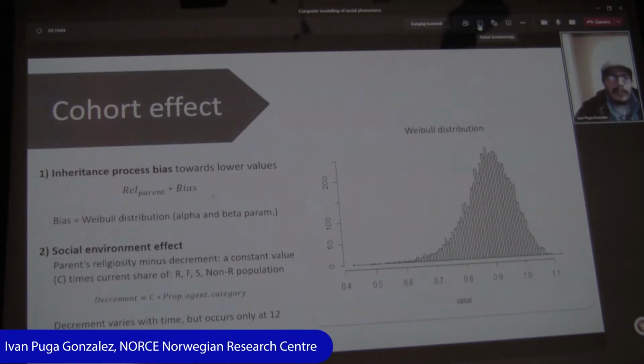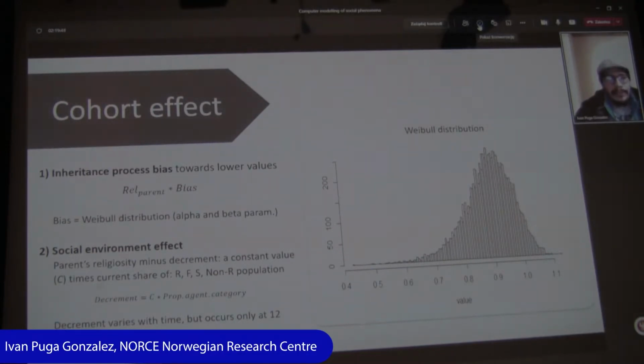And these cohort effects happen only when individuals become 12 years old and never again, right? So the first one is that individuals inherit the religiosity from their parents with some specific bias. And this bias basically comes from a Weibull distribution that, again, we can parameterize, right? So we can control the scale and the shape of the distribution that you see here. Again, this is in order to mimic, in the optimization experiments, the decay as we see in the empirical data.